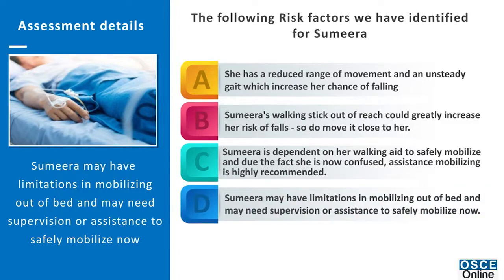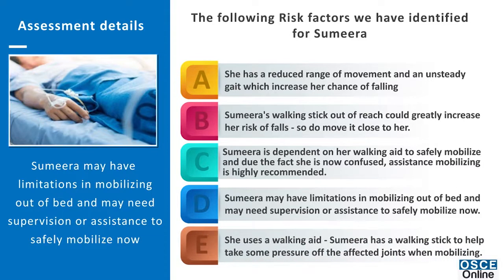Sumira may have limitations in mobilizing out of bed and may need supervision or assistance to safely mobilize now. Sumira is dependent on her walking aid to safely mobilize, and due to the fact that she is now confused, assistance mobilizing is highly recommended.